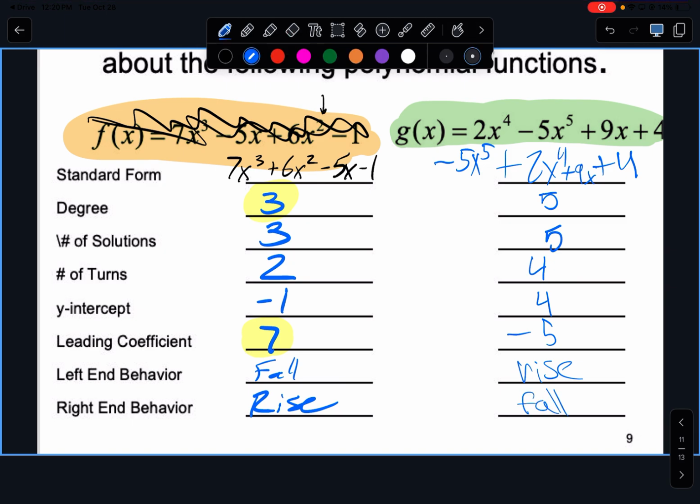Good. Okay, any questions on that process? It's a lot of information that we can pull out of the polynomial.